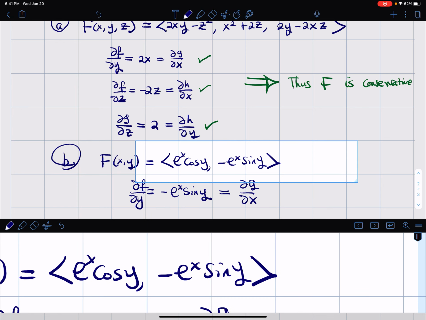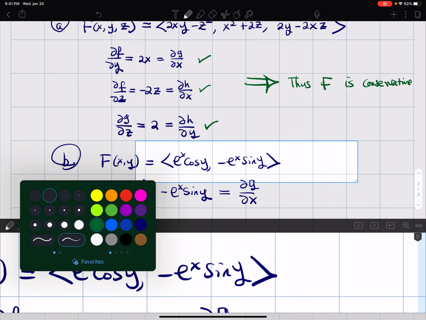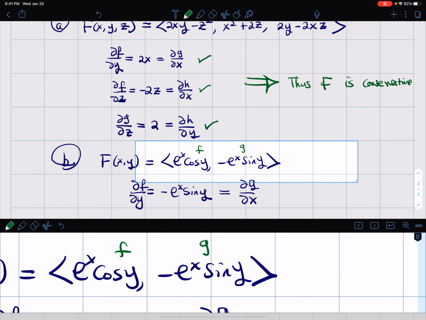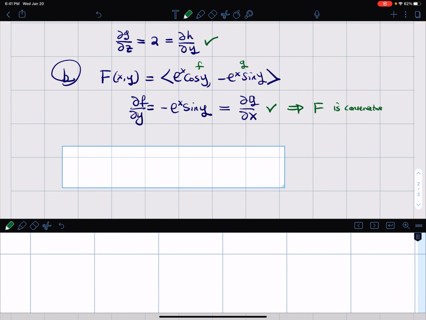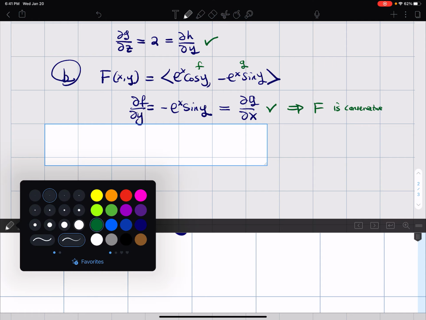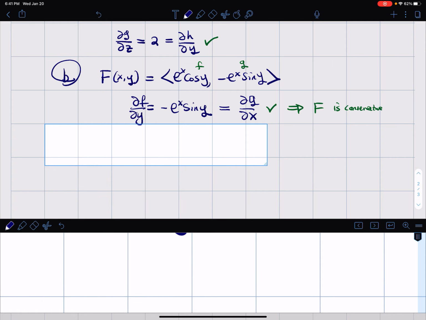Actually, yes, it is. So this is our f, this is our g. So it is. So this means we have another conservative field. So f is conservative. Okay? It's not liberal. It's conservative. That's not what it means. That's another kind of conservative. All right, let's look at a third example.